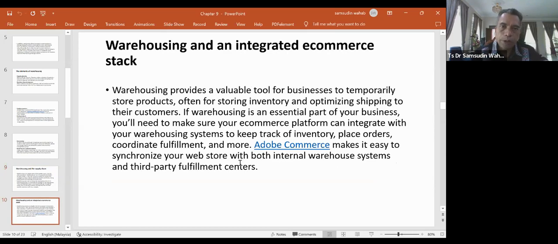So we can integrate it to the e-commerce stack. Like I said just now, e-commerce is the online system where the customer can order the product and check the price. In most companies, e-commerce is like the web for the company.